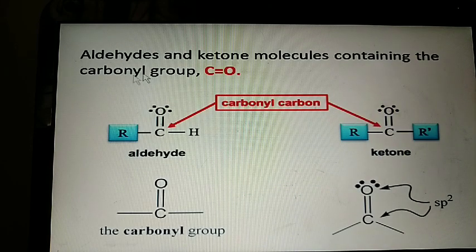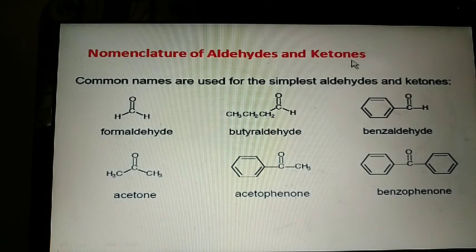As I mentioned, aldehyde and ketone molecules contain carbonyl functional groups. You can see here R and R, and in ketones R and R dash. If you replace R and R dash by hydrogen, the molecule will be an aldehyde, and if you place alkyl or aryl functional groups, the molecule will be a ketone. So for the nomenclature of aldehydes and ketones, common names are used.